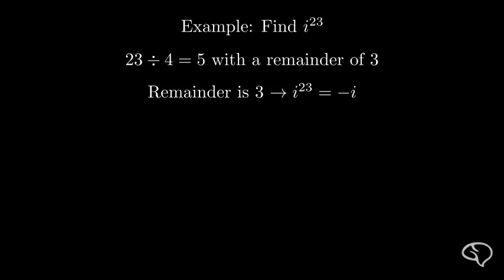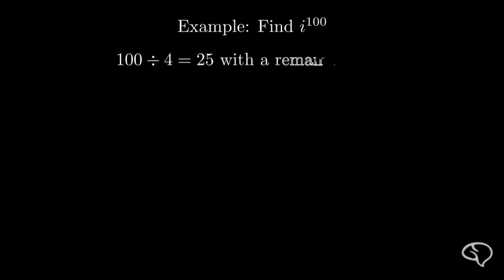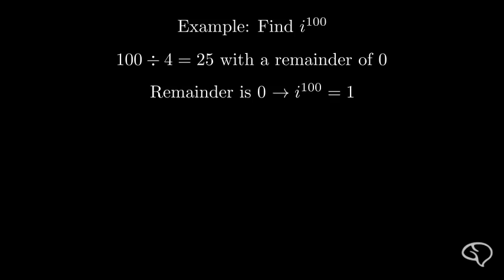Let's do one more example. What is i to the power of 100? We divide 100 by 4. 100 divided by 4 is exactly 25, with a remainder of 0. This means 100 is 25 full cycles. A remainder of 0 corresponds to the fourth term in the cycle, which is 1. So i to the power of 100 is equal to 1.